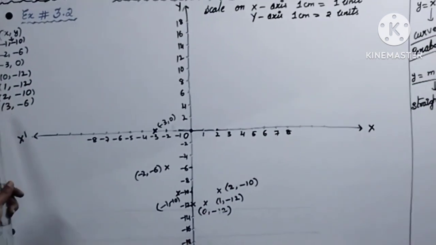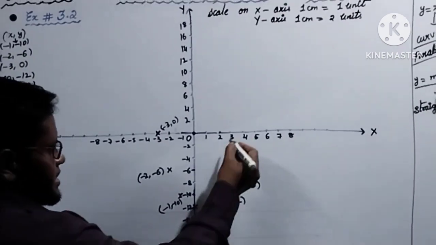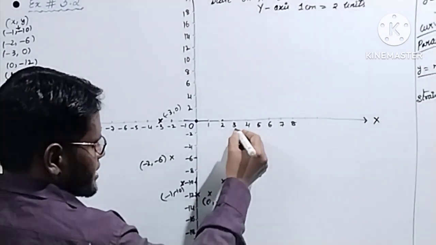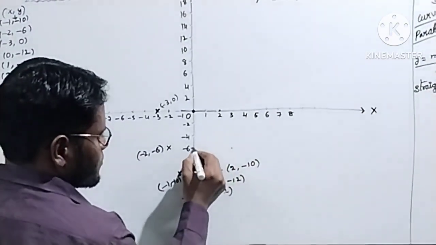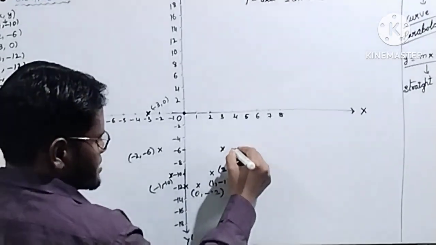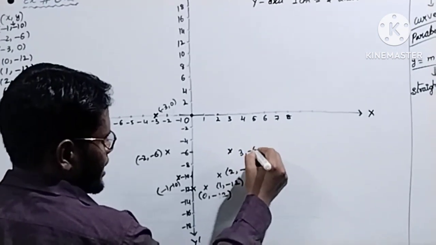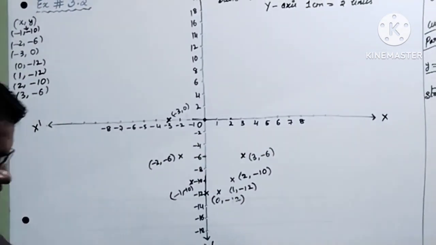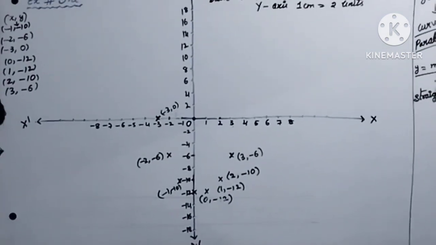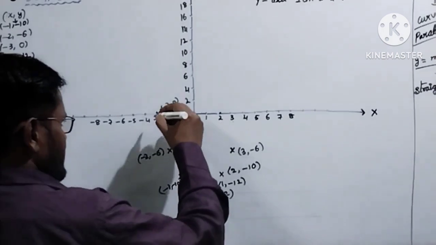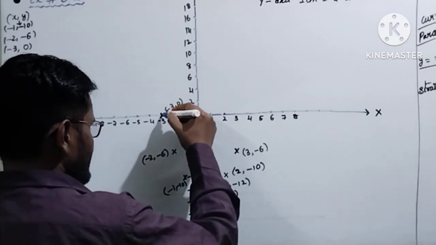The next point is how much? 3 comma minus 6. Here having 3 and here having minus 6. Okay, both are intersecting this point. How much is this? 3 comma minus 6. Then next, now draw the graph. Okay, let's see. I will draw the graph. What will happen? Here this 3, here 6.